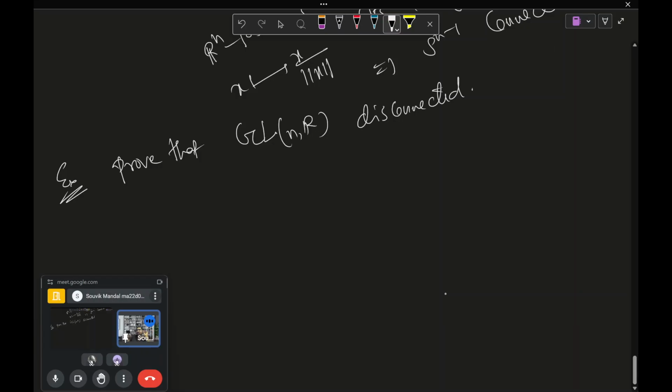It is usually not practical to go with the definition. You need to use this following theorem. So try to construct a function from GLn R to the doubleton set plus minus 1, which attains both plus 1 and minus 1. Think about it, take your time. And if you're done, please let me know.